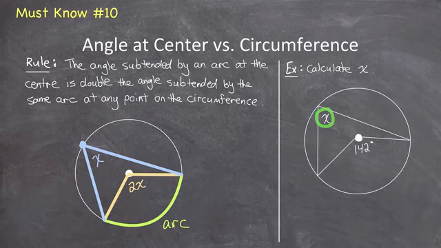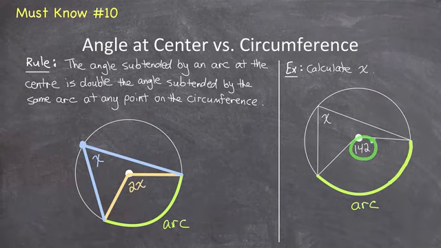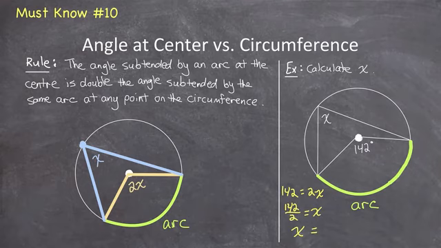Because I noticed that both of these angles are subtended by this same arc, I know that the angle at the center of the circle has to be double the angle that's at the circumference of the circle. So 142 is equal to 2 times x. And then to calculate x, I could just cut 142 in half. And I would figure out that x is equal to 71 degrees.